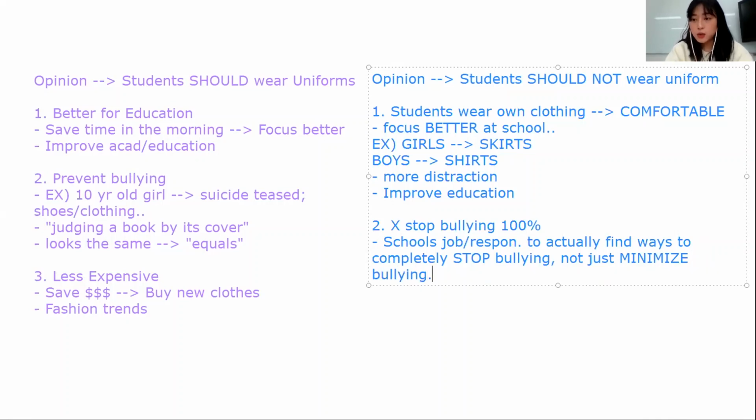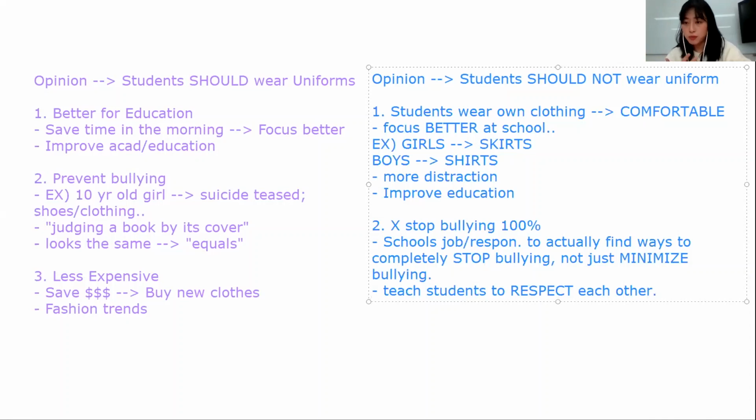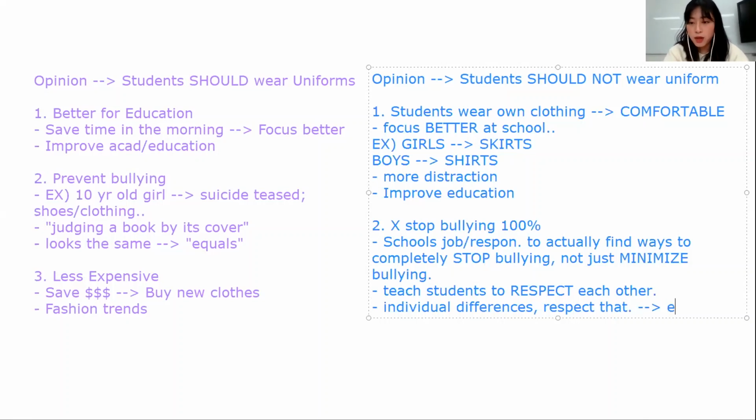So you could say, for example, if she mentions the thing that everyone judges a book by its cover, what you could do here is say that the school is also a place where we can teach students to respect each other. So just because you are wearing different clothes to me, it doesn't mean that you're weird or that I'm weird or that I'm wrong or that you're wrong. It just means that we're different, okay? So individual differences. And it's the school's job to teach us how to respect that, okay? So this is also another very important form of education.